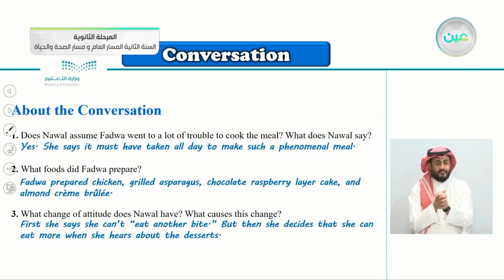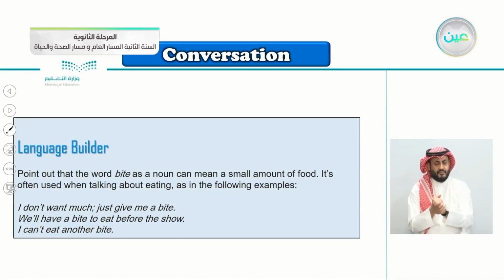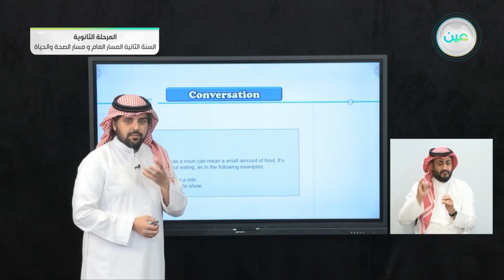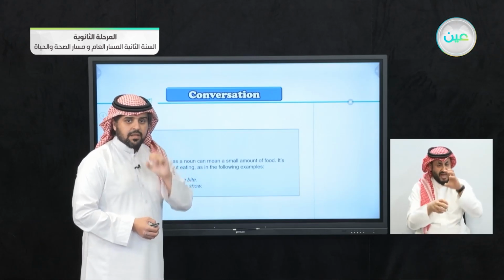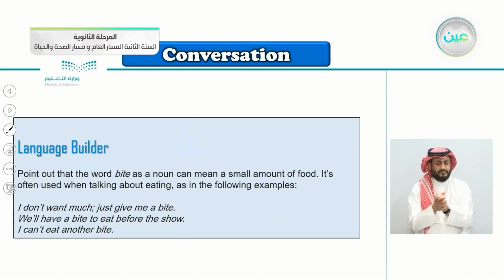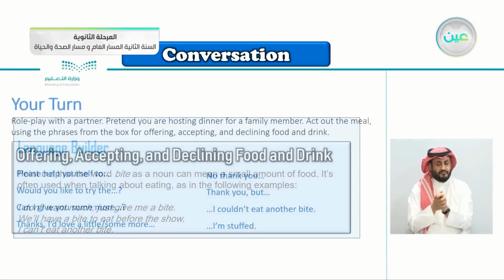She wants dessert. Here's a language builder. Point out the word bite as a noun can mean a small amount of food. The word bite as a verb is to bite something with your teeth. But as a noun, when you say, I'll have a bite, it means a small amount of food. It's often used when talking about eating, as in the following examples. I don't want much, just give me a bite. We'll have a bite to eat before the show. I can't eat another bite. So bite as a noun means a small amount of food.